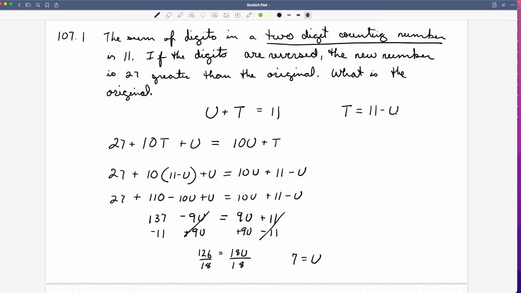So if I sub in the value of 7 here, t is equal to 11 minus 7, which is equal to 4. So t is equal to 4. So the original arrangement is going to be TU, tens and units. If t is equal to 4 and u is equal to 7, the original number is going to be 47, and that is correct.